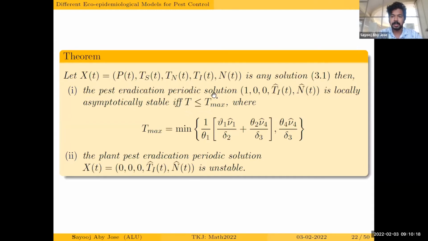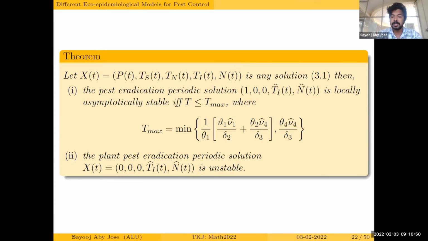Here I'm using Floquet theory. Floquet theory means that we linearize the system of equations and find the fundamental matrix, and the fundamental matrix evaluated at the period is called the monodromy matrix. We also find the eigenvalues of the monodromy matrix, and if all eigenvalues are negative, we can say the system is stable, otherwise it is unstable. Corresponding to (1, 0, 0, Ti cap, n cap), we can see that all eigenvalues are negative except one.